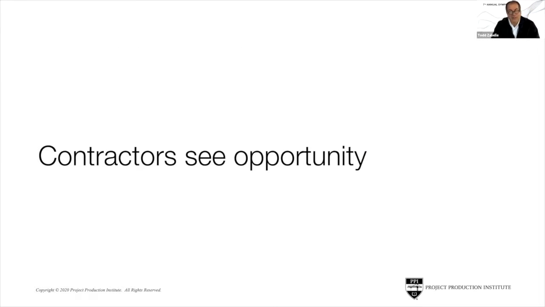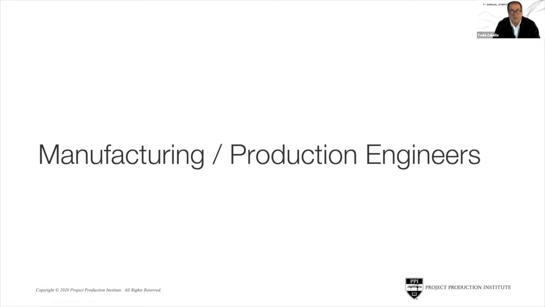Because of all this activity, contractors see an opportunity, and many are hiring what we would call manufacturing production engineers. We have some on the line with us today, and their job is to figure out how to industrialize what is currently going on. It's interesting to watch the manufacturing production engineers observe the project managers and engineers, and vice versa, trying to figure out how to make all this work.